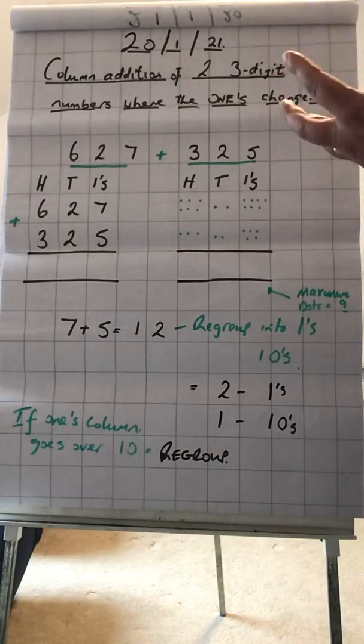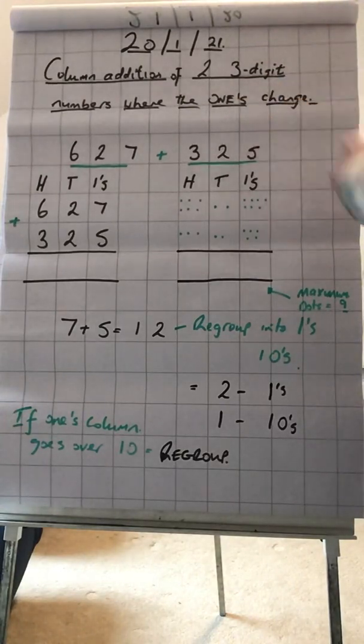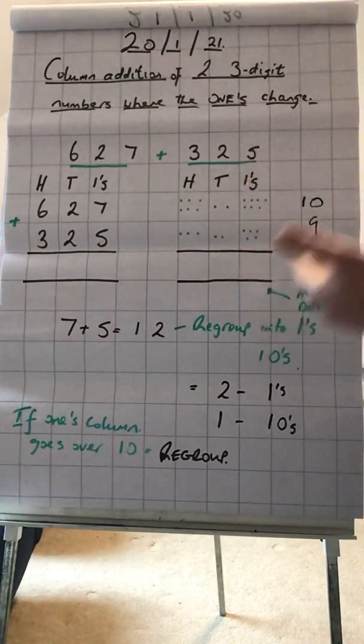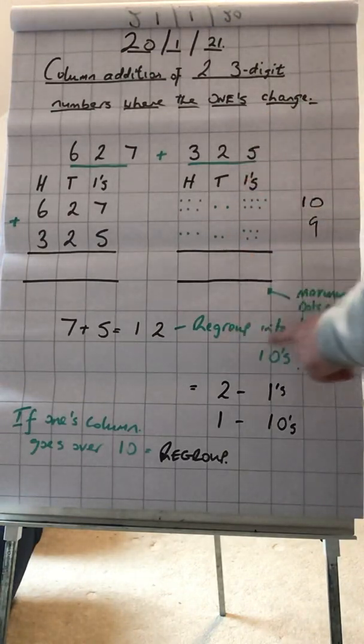What do I do now? We know that something's going to happen to our ones column, and the rule is quite simple. The maximum number I can write in my ones column is 9. I can use a 0, but the maximum it can go up to is 9. It cannot have the number 10 in the ones column, because as soon as we get 10 ones, the number becomes 10, and that's why we have to regroup.